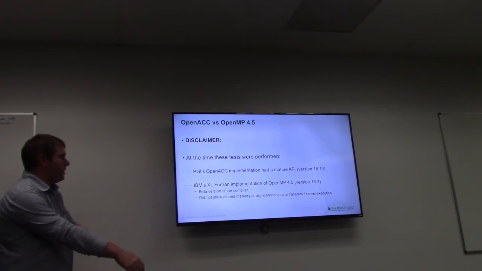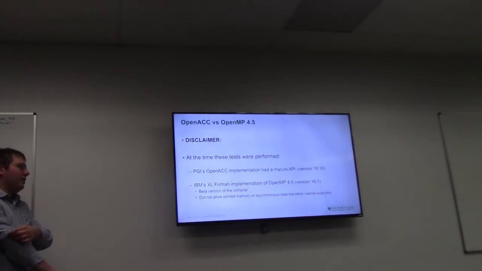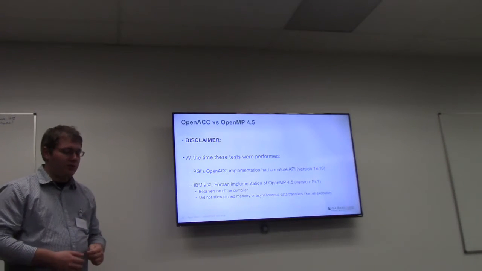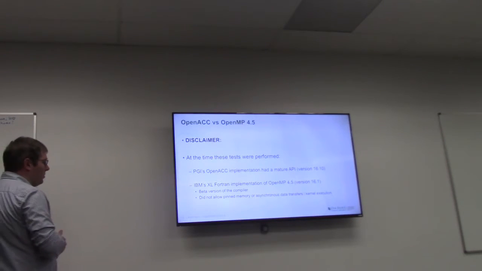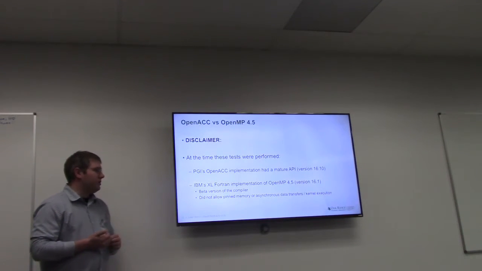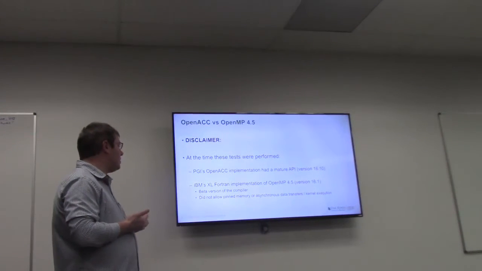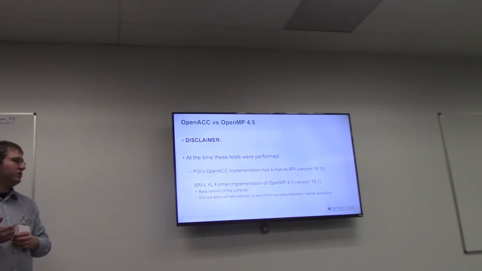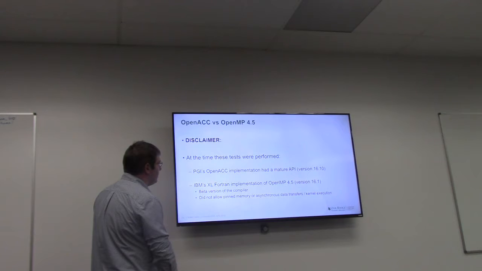So I do want to say before I actually show you the results, though, that when these benchmarks were actually done, PGI's OpenACC implementation already had a mature API, and for OpenMP 4.5, we were using XL, which at the time was in a beta version and did not have full support for the standard. It also did not allow pinned memory or asynchronous data transfer between the host and device, and so that put a limit on some of the performance numbers.